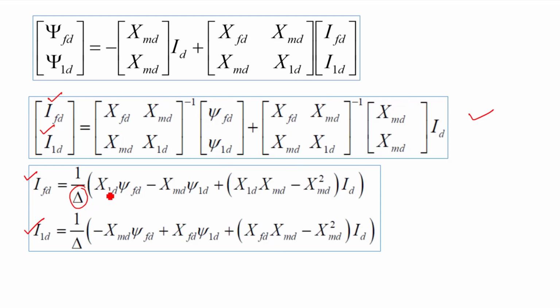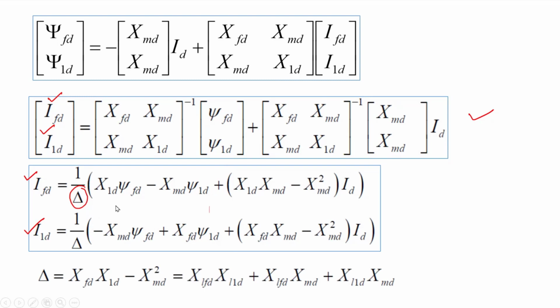We'll get this equation. So for the above equation, we'll find X1D psi FD minus XMD into psi 1D plus X1D XMD minus XMD square into ID. For the second equation, we'll find minus XMD psi FD plus XFD psi 1D plus XFD XMD minus XMD square into ID. Now we can see these equations are in terms of ID, and of course other parameters are there. And this is your determinant, completely: XFD X1D minus XMD square.